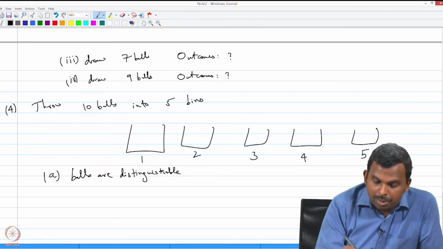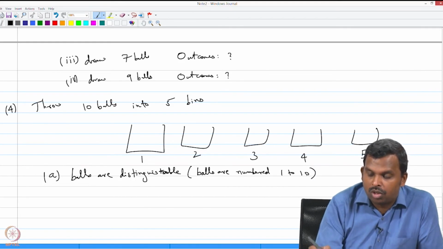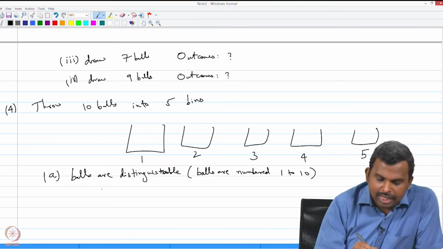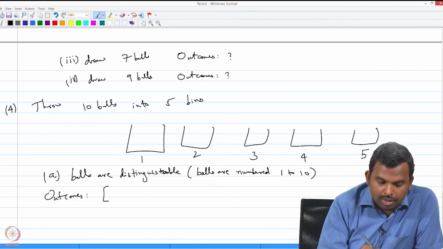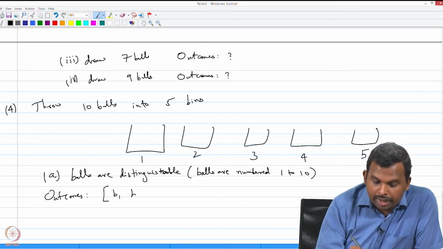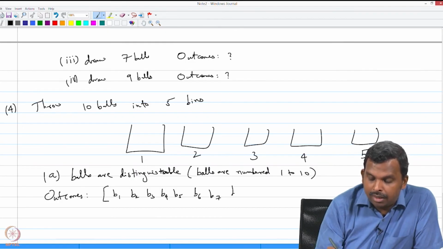Okay, what do I mean by distinguishable? You can tell one ball from the other. So, for instance, maybe balls are numbered 1 to 10. Okay, you had 10 balls like that. So, in this case, it's interesting to maybe put down the outcomes in this probably simple form. You can write B1, B2, B3, B4, B5, B6, B7, B8, B9, B10.